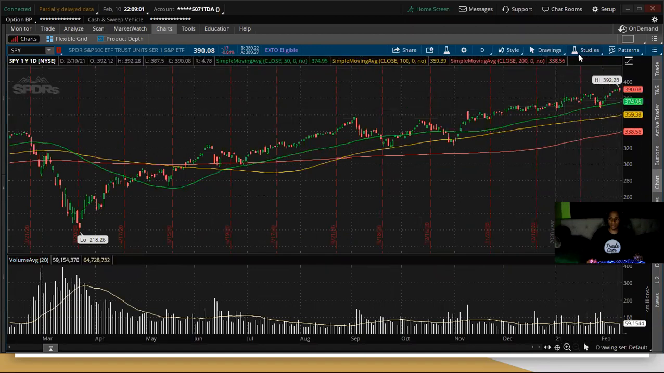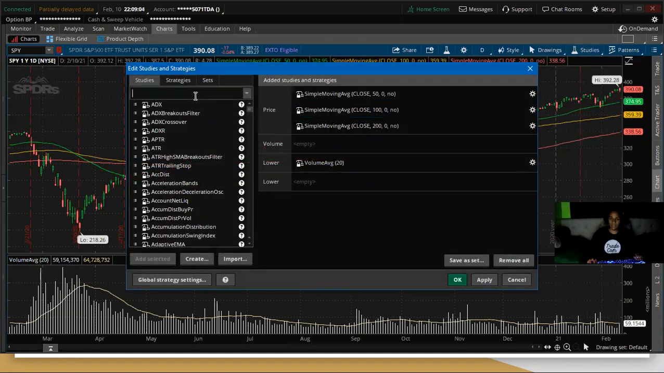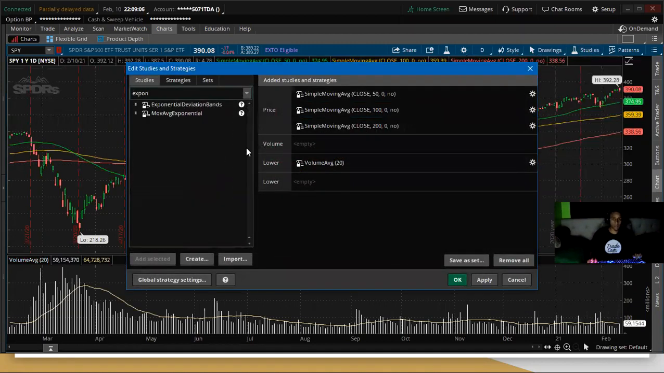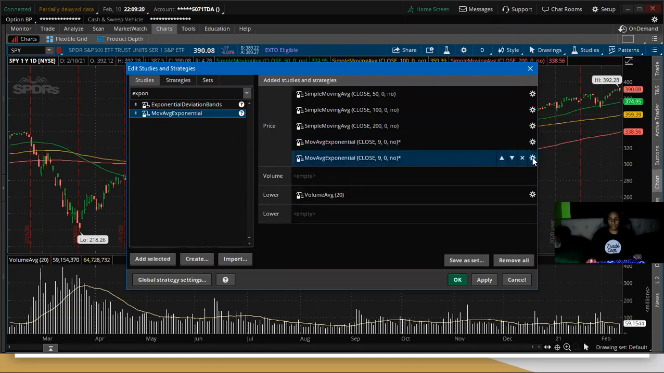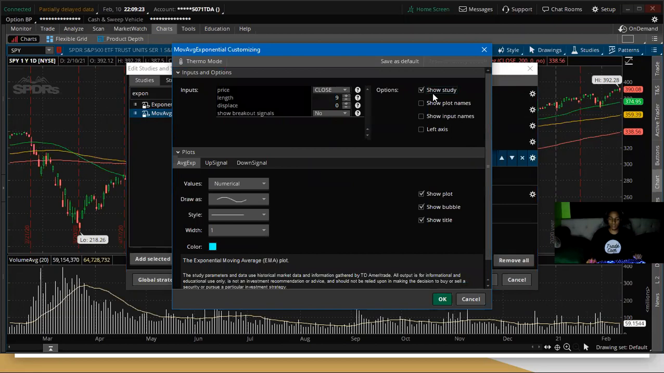So if you want to add that too, you can. We're gonna edit studies, exponential. You're gonna see moving AVG as exponential. You can click that too. And on the daily, I believe they use the 9 and the 21. So if you want, you can add both. The thing is too, you don't want to have a bunch of indicators on your charts because you could end up getting confused. I'm gonna add the 21 and the 9 just so you guys can see. I'm gonna make this one, let's make this one purple.